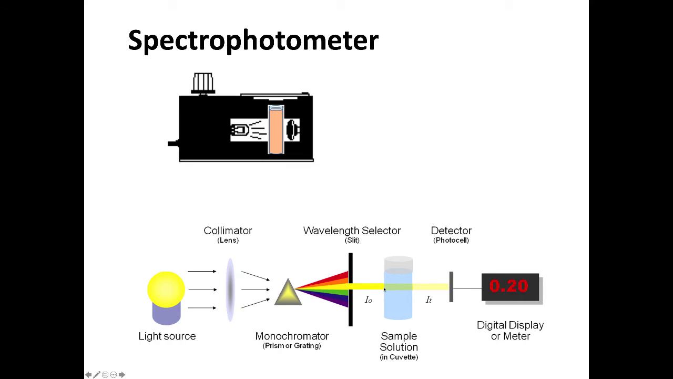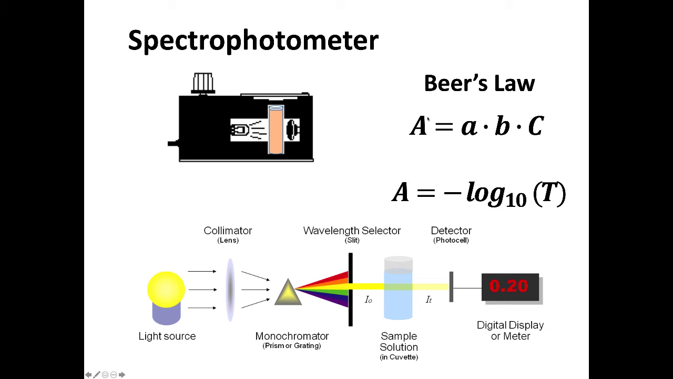And so light will go into that. Some of it will be absorbed, some of it will be transmitted, and then there's a photocell or a detector that measures the amount of light that's transmitted compared to the light that is absorbed. It'll actually give out a percent transmittance, and then we will convert that into an absorbance, where the absorbance A is equal to the negative log base 10 of the transmittance, and we are going to use absorbance because it turns out that that is what's proportional to the concentration of the solution.